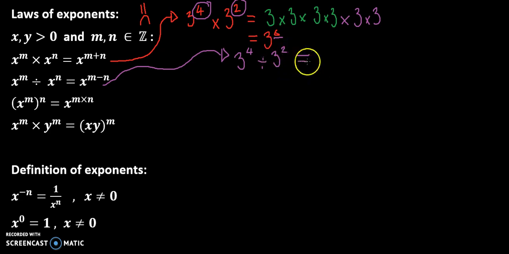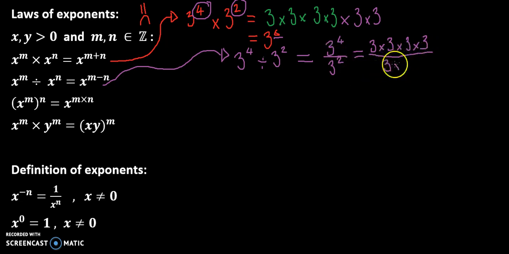I hate the divide sign. I would rather change it to a fraction. So 3 to the power of 4 over 3 to the power of 2. Let's write that as expanded notation. 3 times 3 times 3 times 3. There are 4 3's because it's 3 to the power of 4. And at the bottom, 3 times 3.